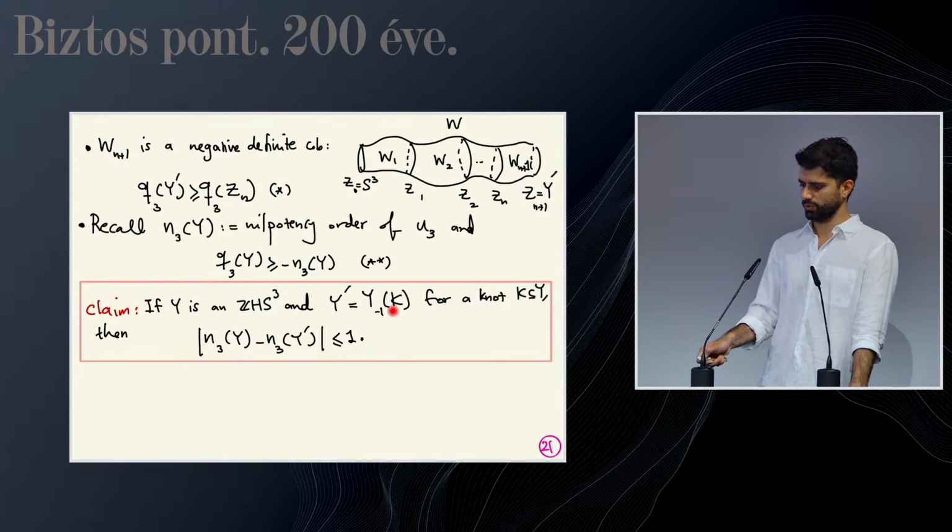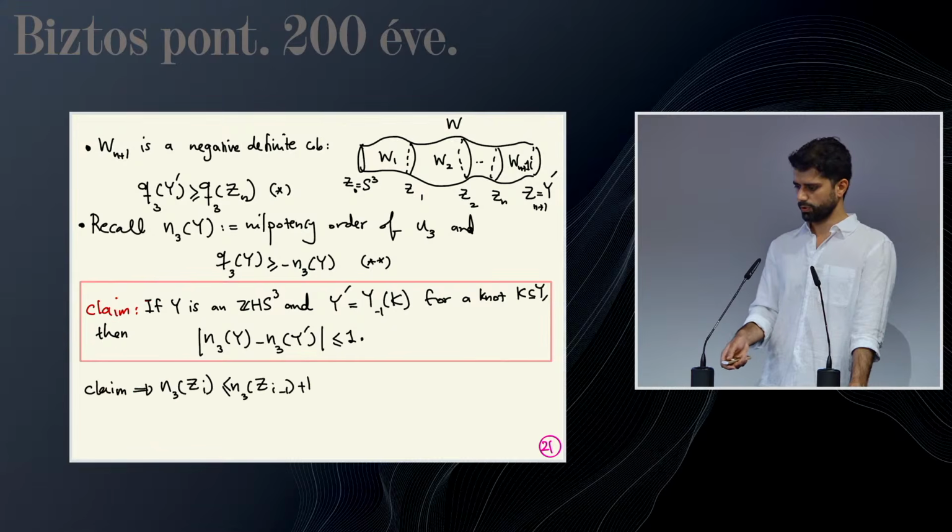There's an obvious cobordism, looking at it the other way around, from -1 surgery to Y, which is going to be the kind of cobordism that we get for W1, W2, all the way up to Wn. So in this case, there is this inequality between the nilpotency orders. So now you can use this inequality to say that the nilpotency order of Zi is at most the nilpotency order of the previous one plus 1.